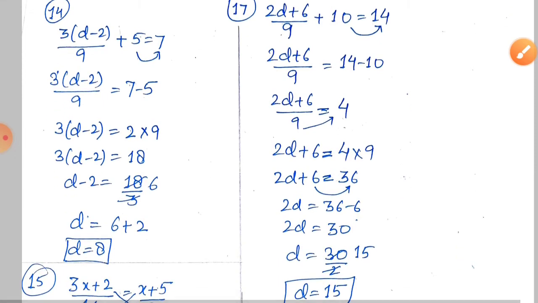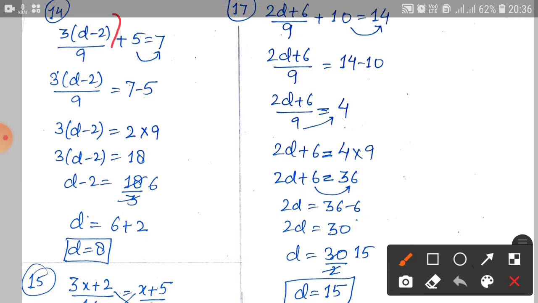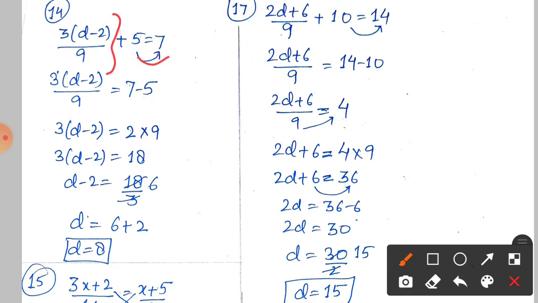Now come to question number 14. In this also, you keep these things in mind, that first we will transpose 5 towards the right side, and then we will open the bracket. So, 3d minus 6 is equal to 7 minus 5, which is 2, and 9 is again transposed. So, after simplification, we get d is equal to 8.